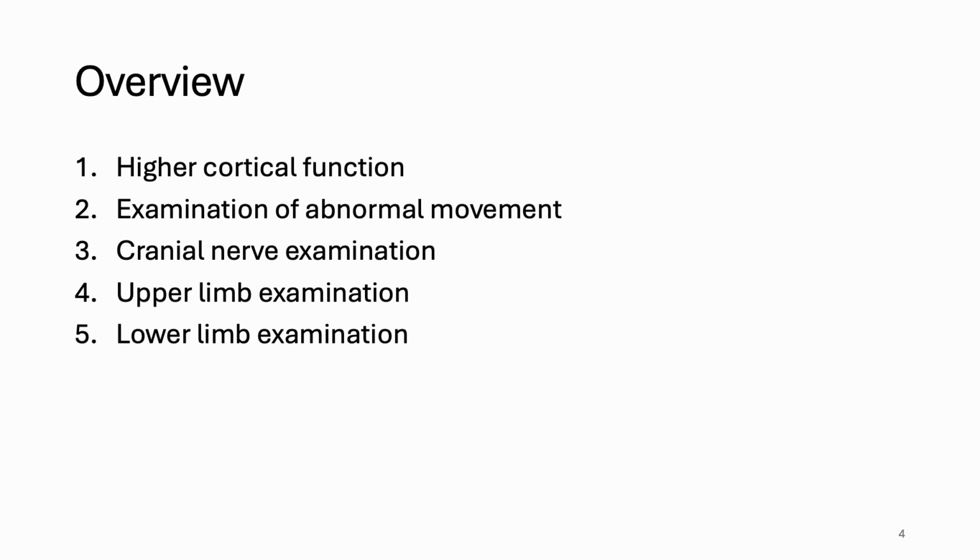There are 5 approaches to this exam. Number 1 is to check the higher cortical functions. Number 2 is the examination of any abnormal movement. Number 3 is the cranial nerve examination. Number 4 and number 5 are the examinations of the upper and lower limbs respectively.